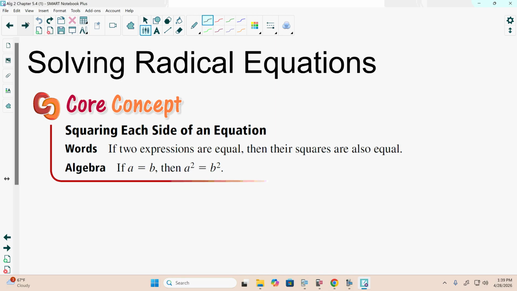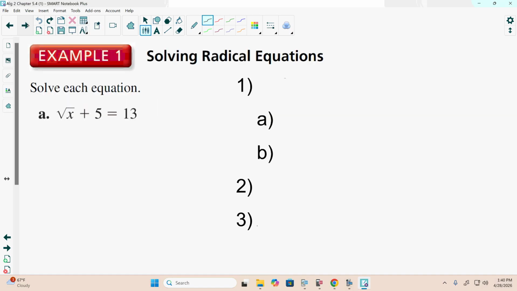So what we're doing today is we're starting the section over solving radicals, 5.4. And the first core concept we have is squaring each side of an equation. If two expressions are equal, then their squares are also equal. Not a whole lot there.